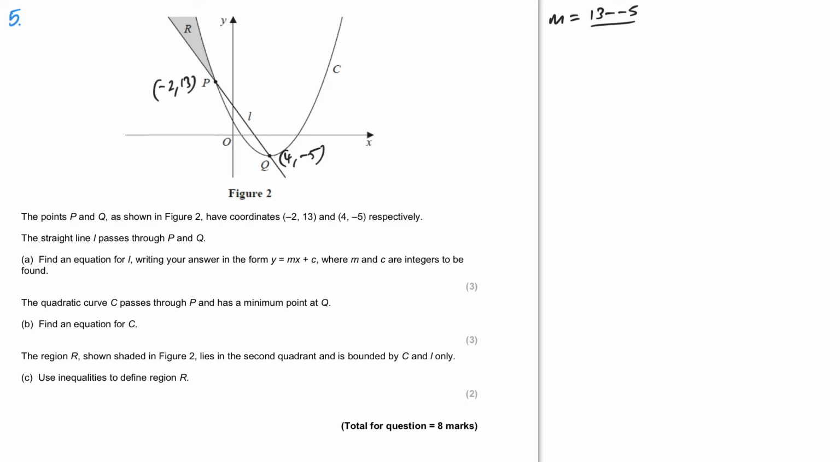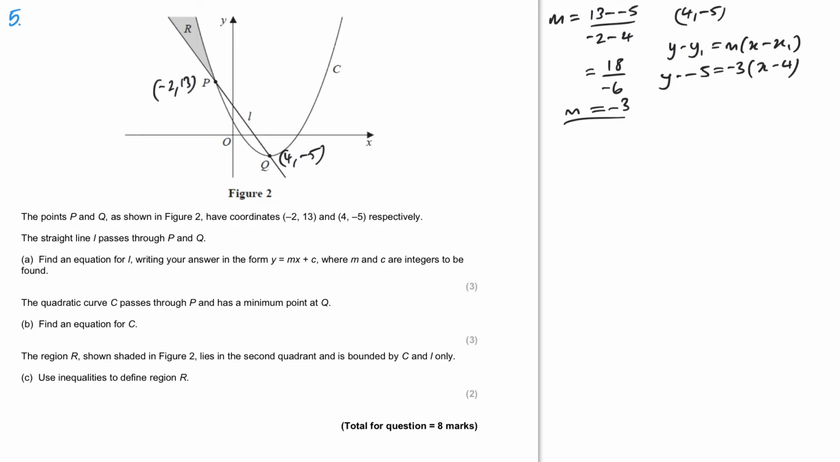So I'm doing my P minus my Q essentially here. So that gives me 18 on the top, minus 6 on the bottom. So gradient of minus 3. And then I'm just going to use the Q, just because those values look a little bit nicer. y minus y1 equals m times (x minus x1). Obviously, I always write that down. It makes it stick in my head.